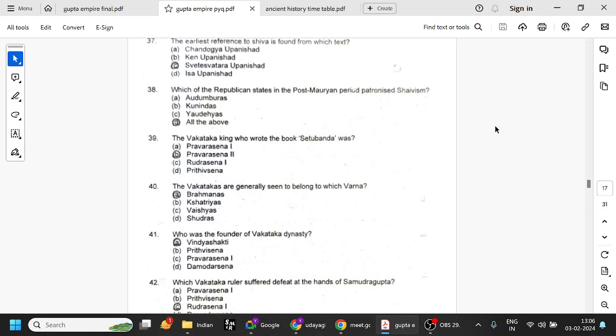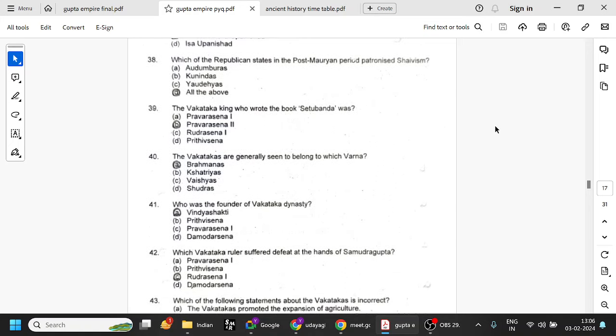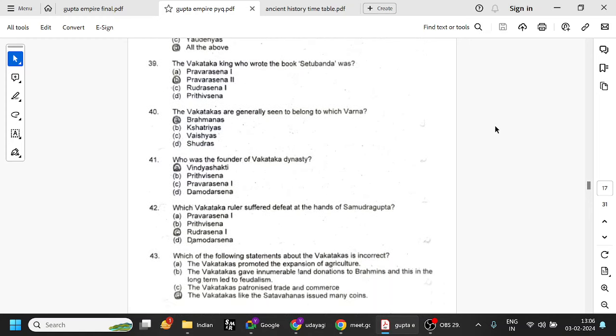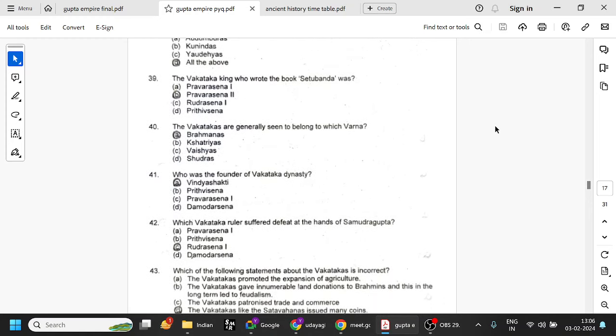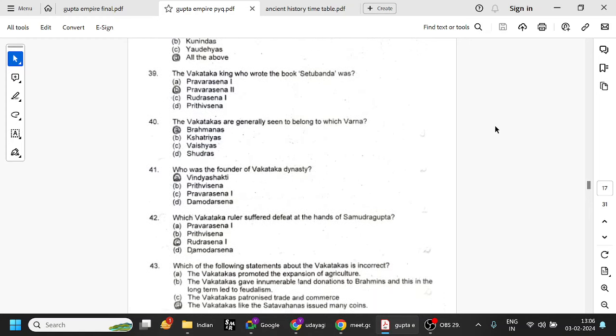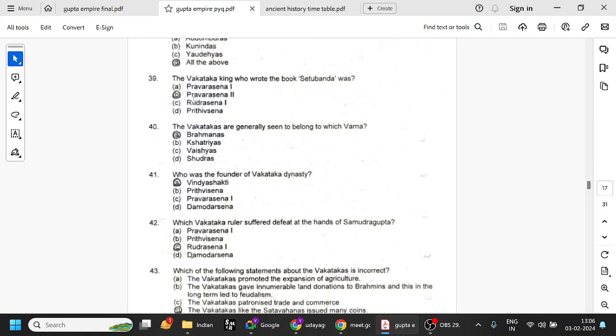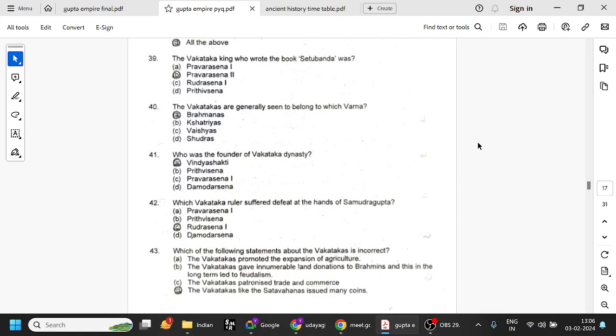Initially, the Guptas followed Vaishnavism. The last person, okay, Kumaragupta or Skandagupta, he took up Buddhism, right? Kumaragupta took up Buddhism and built Nalanda. So, Pravarasena II, the Vakataka king who wrote the book Setubandha. Okay, not very important, but remember Rudrasena, okay? Rudrasena went into alliance with Chandragupta II. He married his daughter Prabhavati. And he belongs to the Vakatakas, that is important.